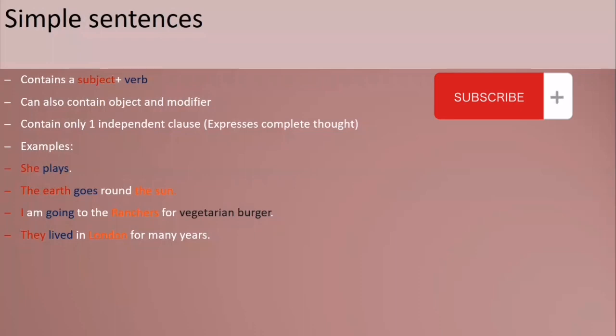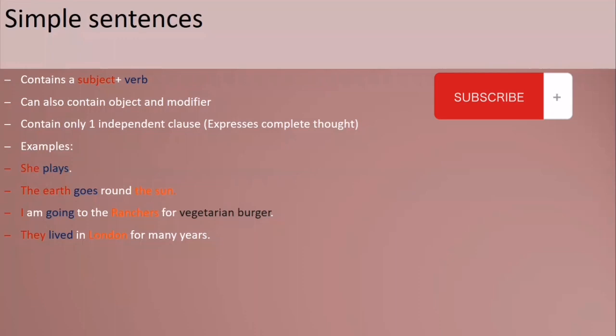So what actually is the simple sentence? A simple sentence can contain only a subject plus a verb, and with the help of these two things, it can convey a complete meaning. For example, it can also contain an object and a modifier. A modifier expresses the meaning of an object more clearly. And in simple sentences, there is always one independent clause.